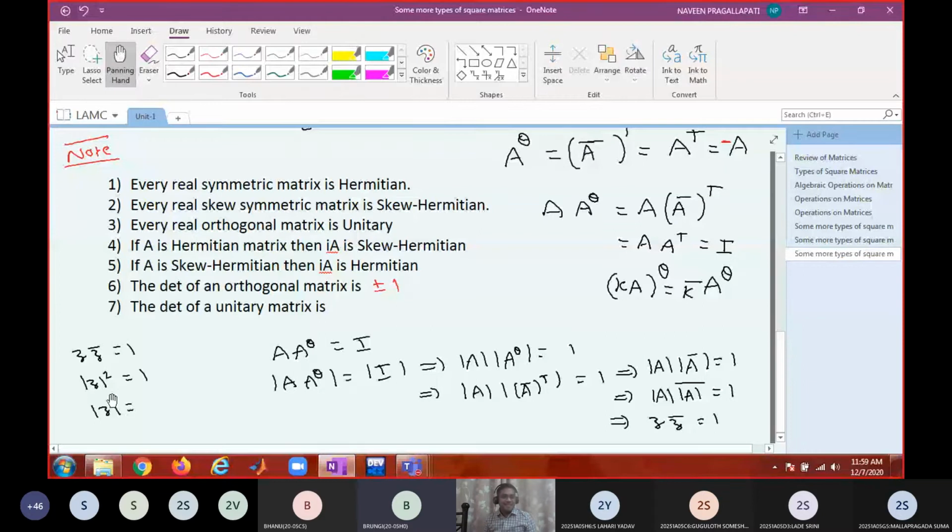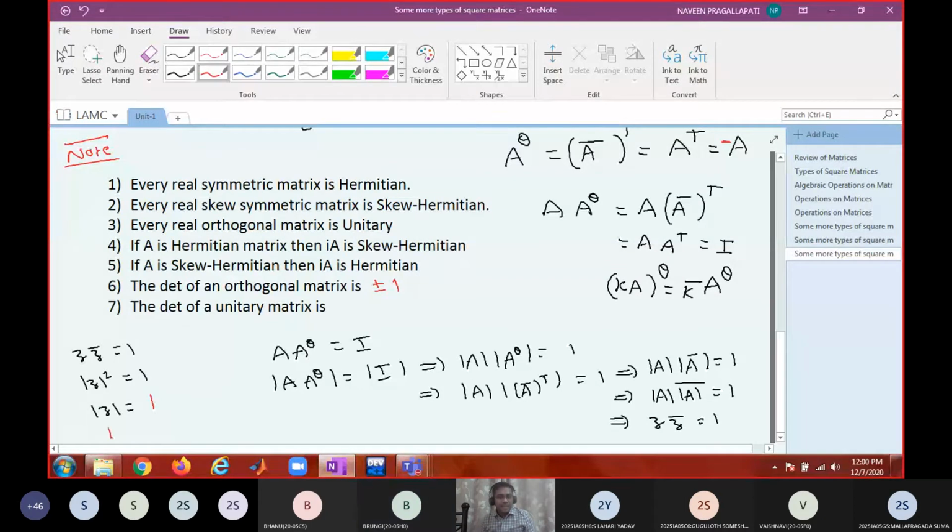Think again. Z is a complex number. Mod Z whole square equal to 1. Therefore mod Z equal to plus or minus 1, or 1? Plus 1 only, no? Because modulus can never be negative. So mod Z equal to 1 means what? It is the complex number lying on the unit circle. That means the magnitude of the complex number is 1, or you can say it is of unit magnitude.